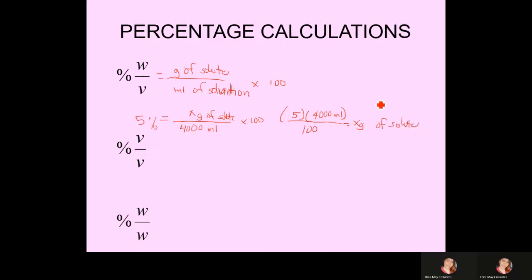Okay, so input it in. That would be how much? 4,000 times 5 divided by 100. That would be about 200 grams of your solute. So it means that out of your 4,000 ml, its 5% would be 200 grams. Okay, so that would be it.